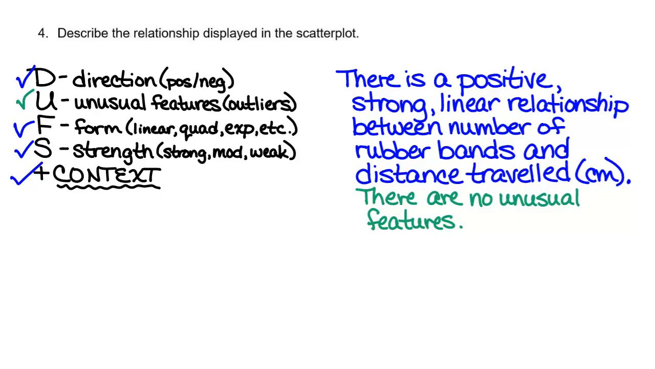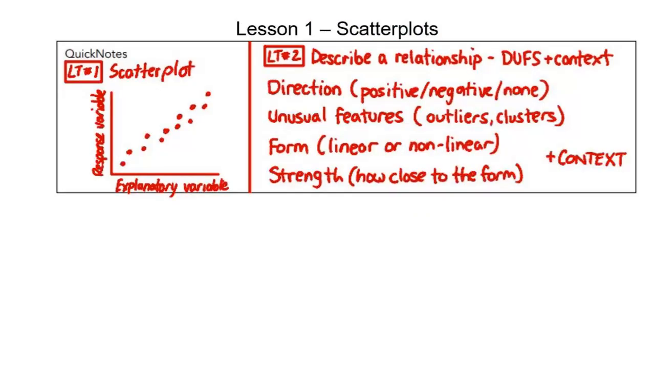We've hit our two big learning targets for today. The two things that we were focused on was how to create a scatter plot from data. Explanatory variable has to go on the x-axis. Response variable has to go on the y-axis. And then describing that scatter plot. So DUFS plus context, direction, positive, negative, none. Please be very, very careful about the none. We use this so rarely that I don't even include it when I'm talking about it.